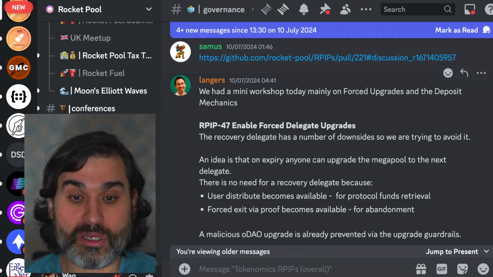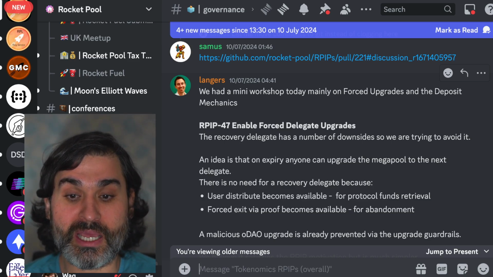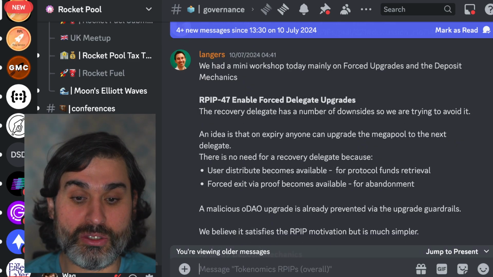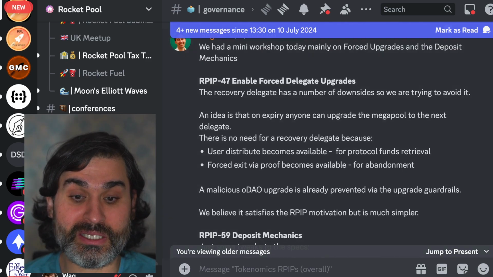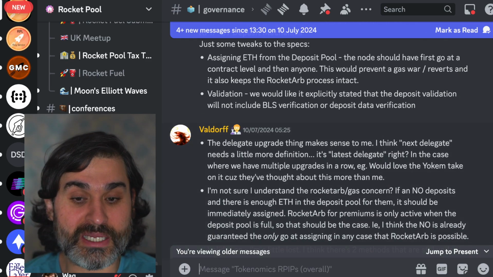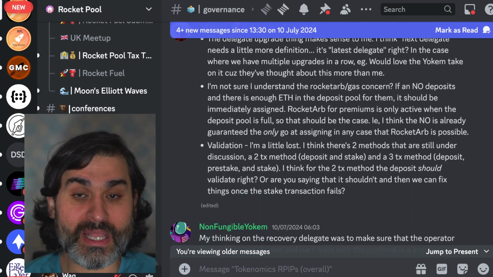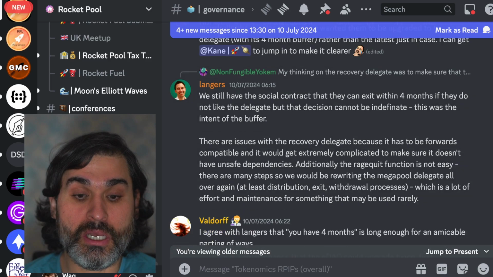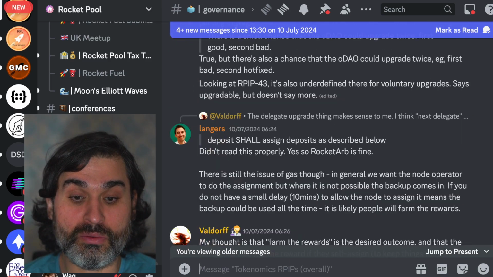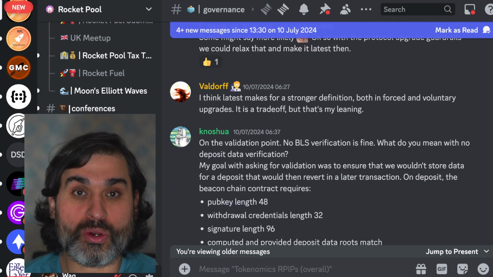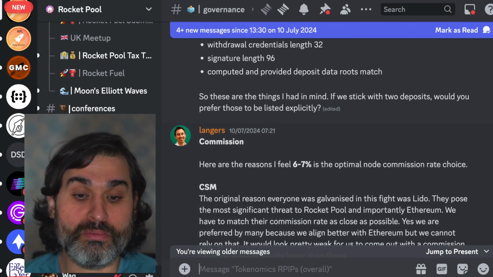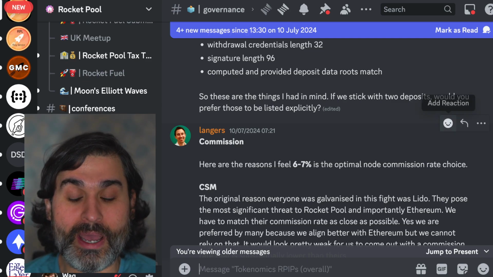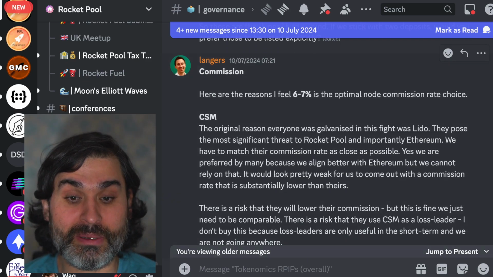So, for example, a couple of days ago, Langers was saying that we had a mini workshop today, mainly focused on forced upgrades and the deposit mechanics. So then, there's some ideas here about forced updates and the deposit mechanics. Then Valdov started replying with ideas back and forth. Joachim did, and then Langers was still involved, right? So Langers keeps coming back and being involved in the discussion, which is actually really, really cool, instead of just throwing information out there. And then there was some more information here about the commission and where the node reward should be set in the beginning.